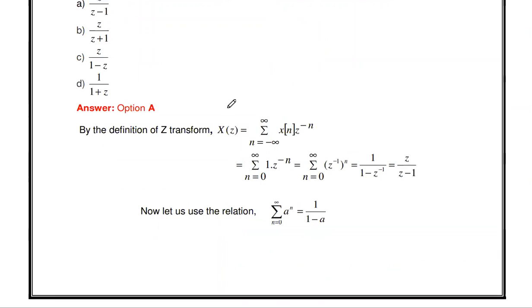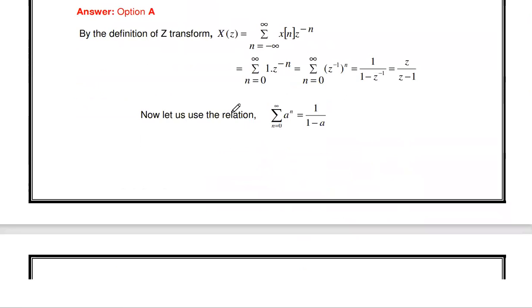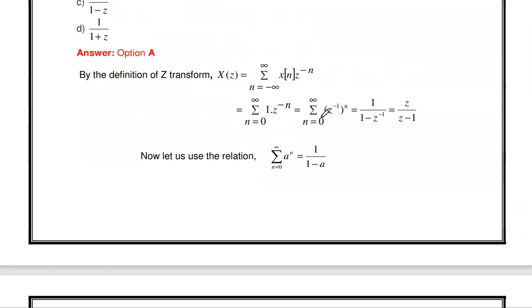The next one: the Z transform of x of n equal to u of n. What is u of n? It's a unit step sequence. To find the Z transform of the unit step sequence, similar to the previous problem, we substitute the x of n value in the Z transform formula. We already solved these problems in separate videos. This is the solution for that problem.